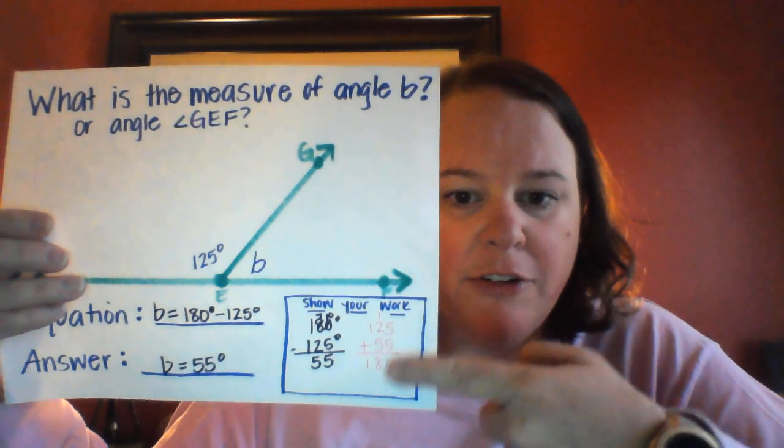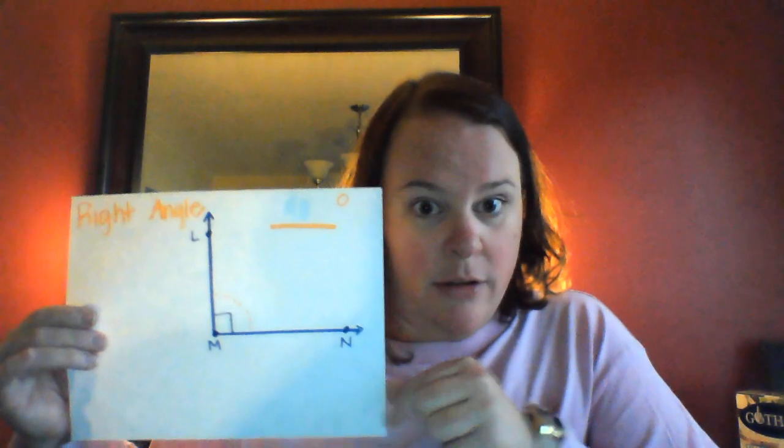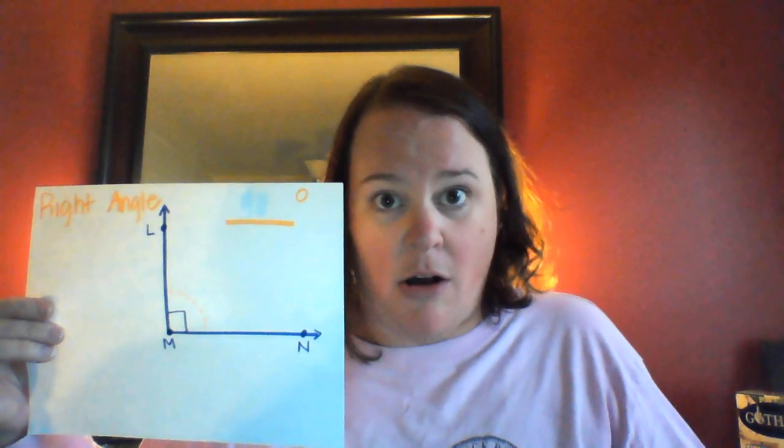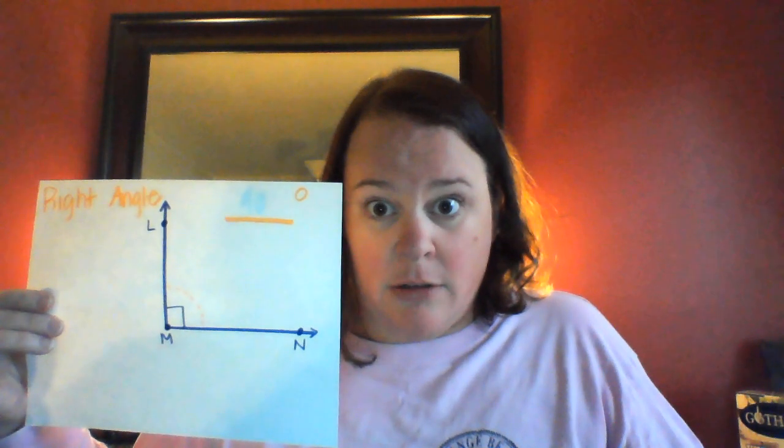125 degrees plus 55 degrees equals my straight angle of 180 degrees. So now I know my work is correct. All right, but what if we had a different type of angle, like a right angle? What's the definition of a right angle? What does it measure? That's right, it measures 90 degrees.